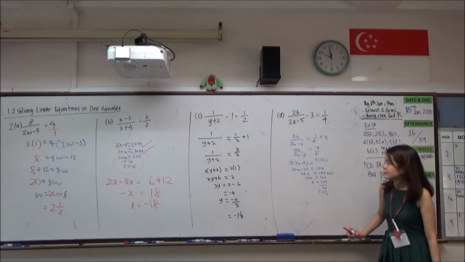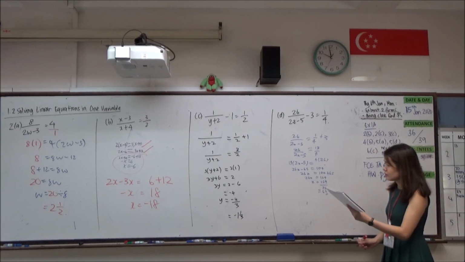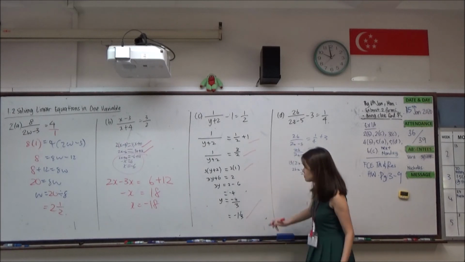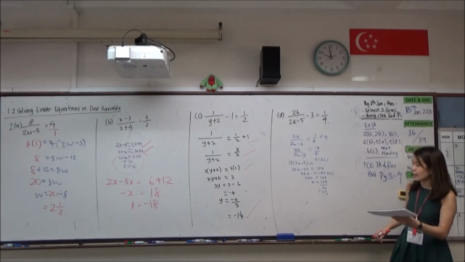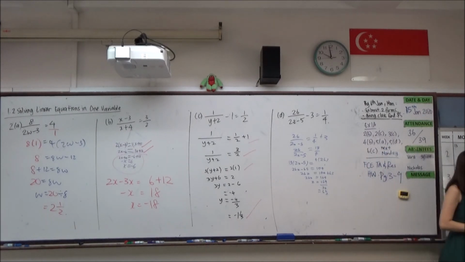Next, looking at part C. Okay, part C perfectly done. The answer should have been negative 1 and 1/3. Okay, do give a check of your answer.